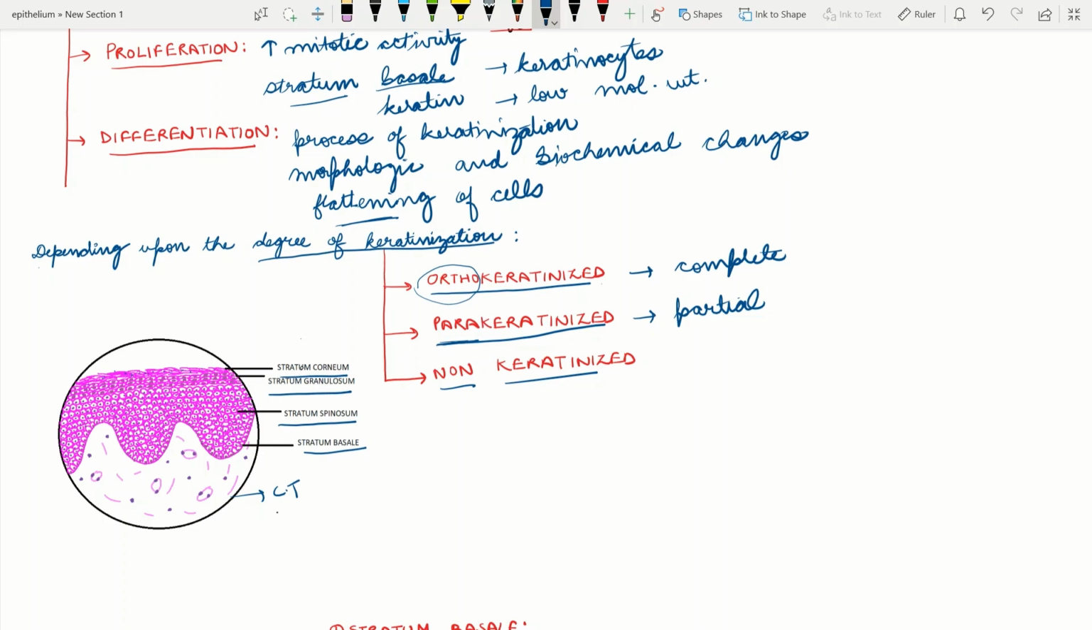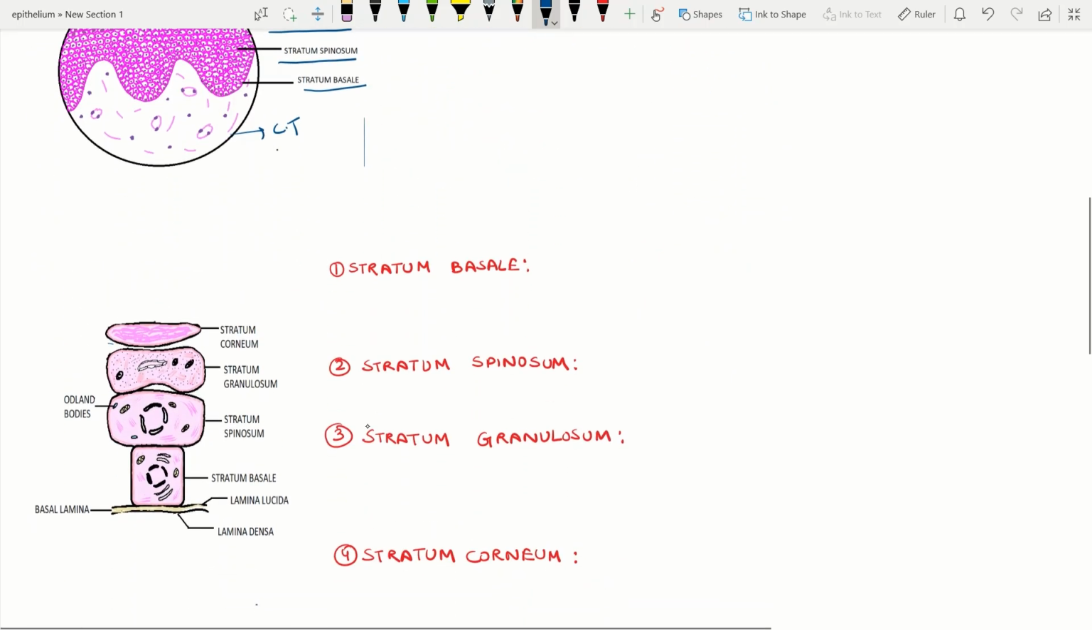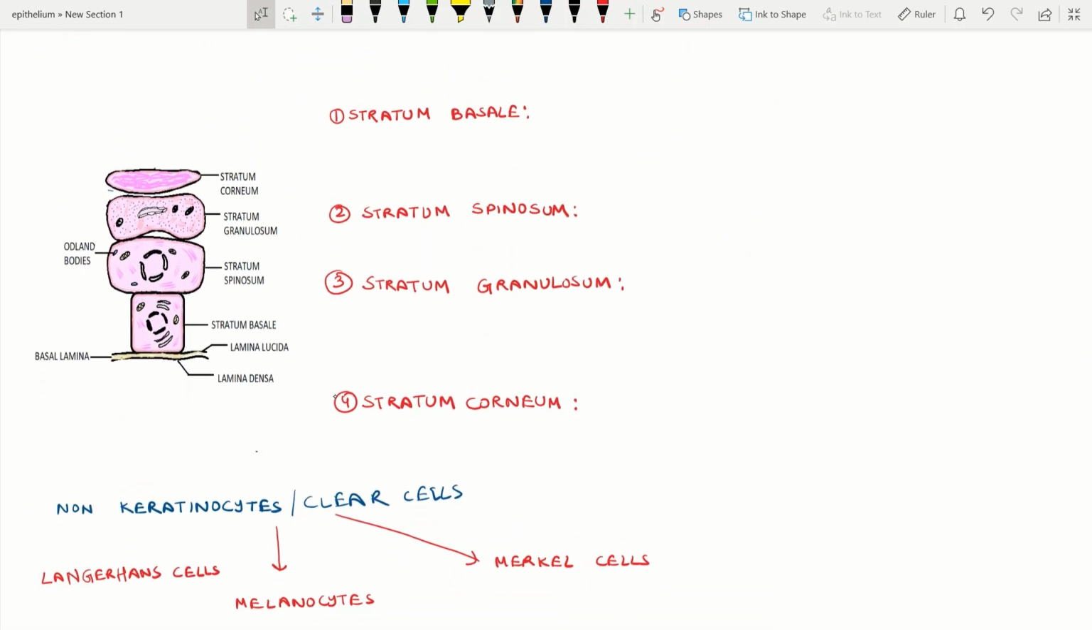Now we are going to discuss all these 4 layers in detail. This will become more clear with the help of this diagram that you see here. Here I have marked the 4 layers, that is your stratum basale, stratum spinosum, stratum granulosum and stratum corneum. Now starting with the stratum basale. If you see here, it has tall columnar cells, and as I have already discussed, it has increased mitotic activity.